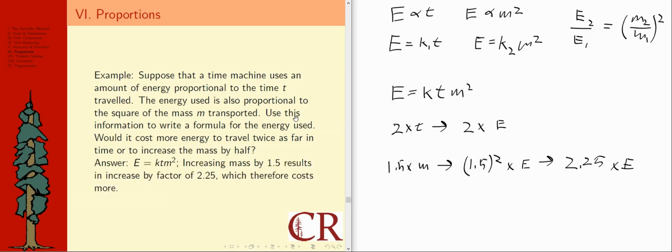We got E is equal to k t m squared, as I wrote, and increasing mass by 1.5 results in an increase by a factor of 2.25, which is obviously more than the doubling that we're comparing to for more time traveled.